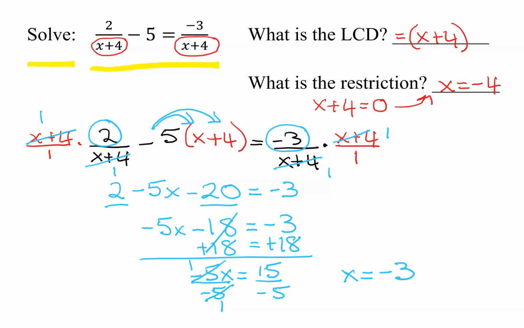But before we're finally done, we must check this against our restrictions. Is negative 3 allowed? Yes, it's not part of the restrictions. So my solution is x equals negative 3. However, if you wanted to check this answer, what you could do is plug it back into the original equation. So we'd put x equals negative 3 here, and x equals negative 3 here, work it out and see if we landed up with a true statement.